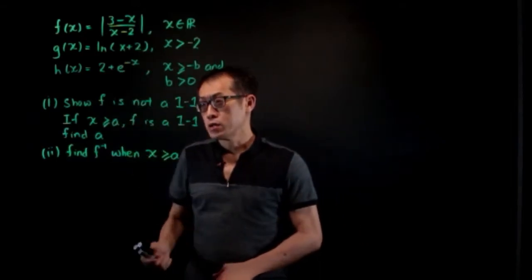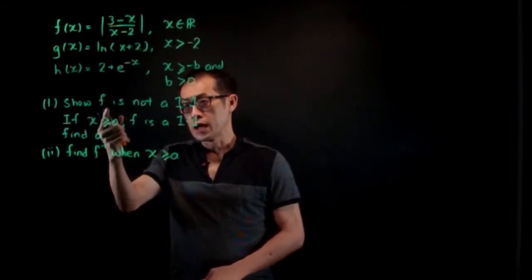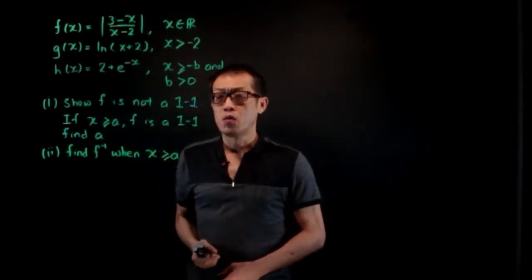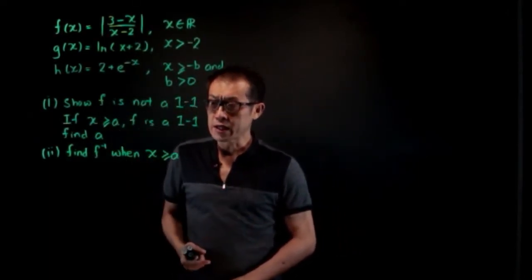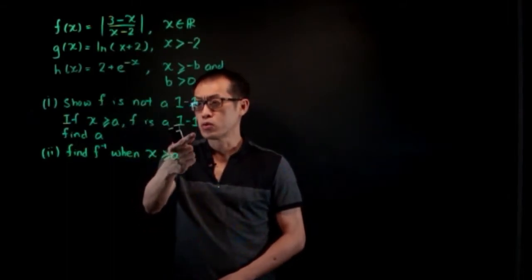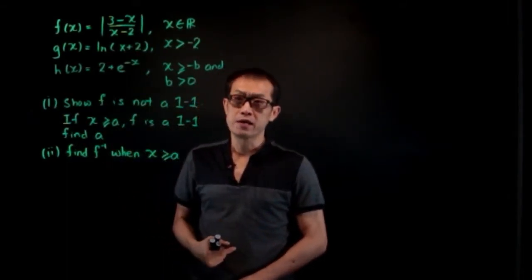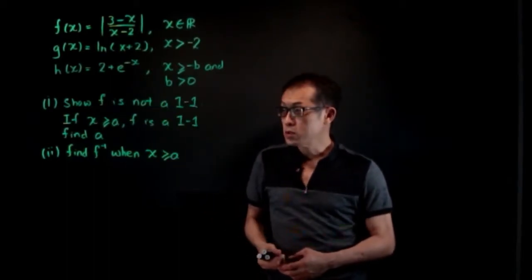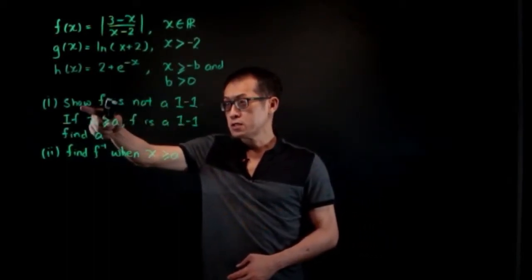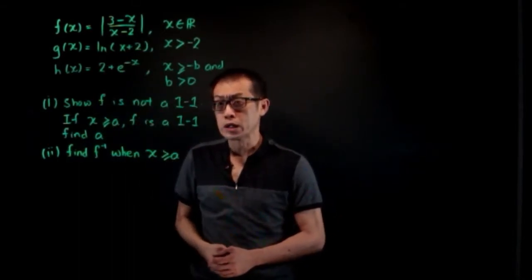Now part 1, you are asked to show that f is not a one-to-one function, and if x is greater than a, f is a one-to-one. Then you are asked to find the least value of a. Now let us show that f is not a one-to-one.